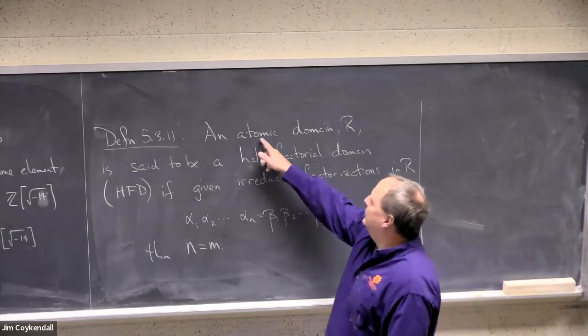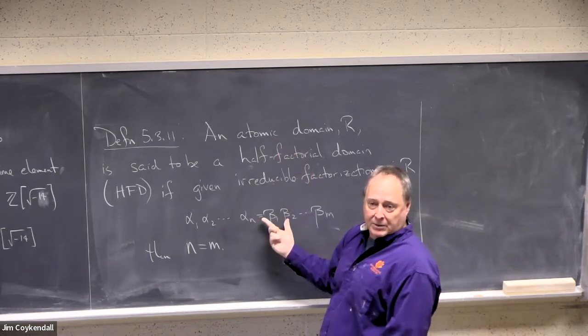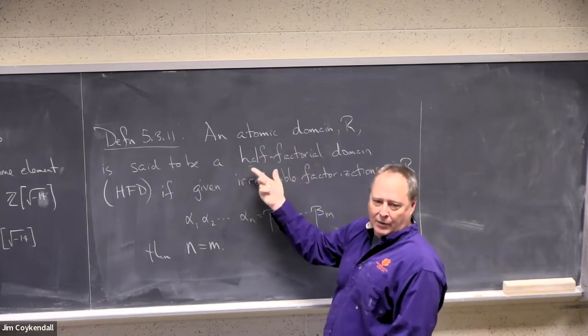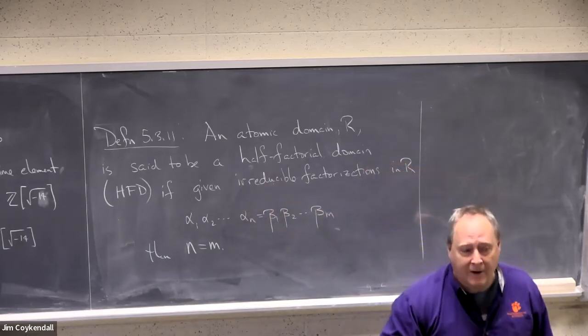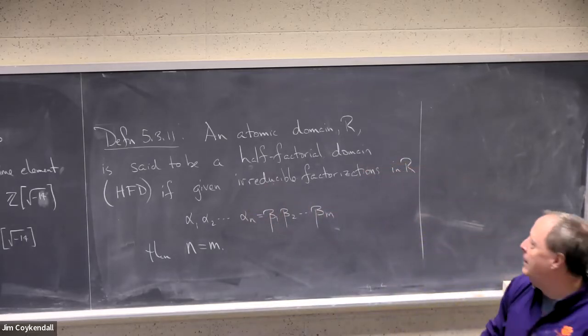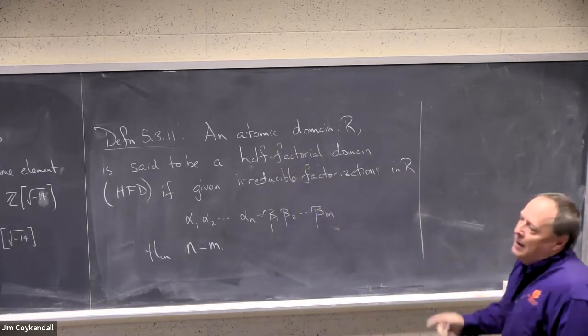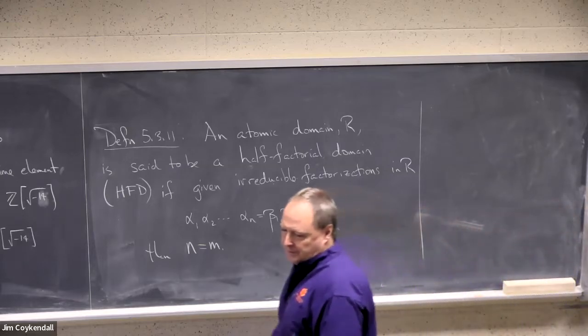When Zaks first talked about this, he did not make the assumption that it was atomic. He just assumed any two factorizations have the same length, right? You don't have to make this assumption, but it's wilder and weirder without it. And so whenever you hear half-factorial domain now, since say 1990, it means atomic, even though originally Zaks didn't use this in the original definition, but in the paper itself, he quickly moved to the case where it was atomic. So a lot of his theorems run this way.